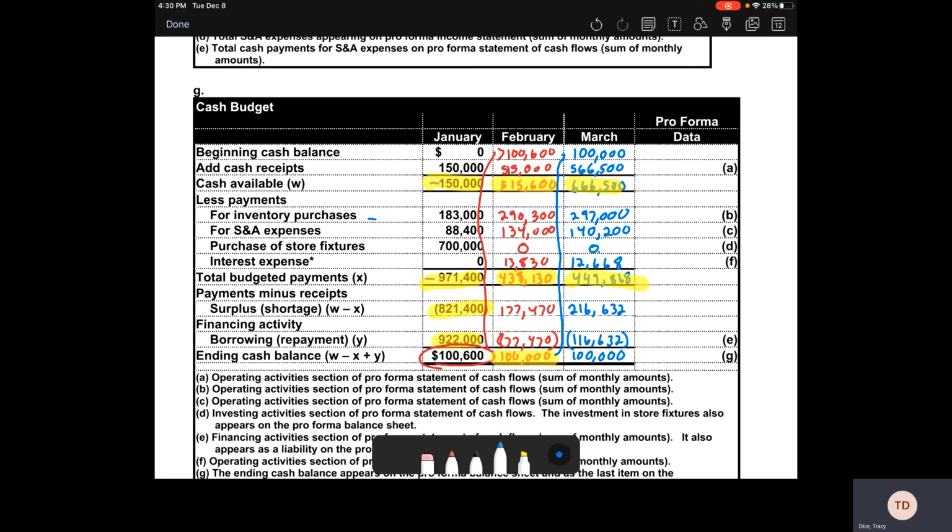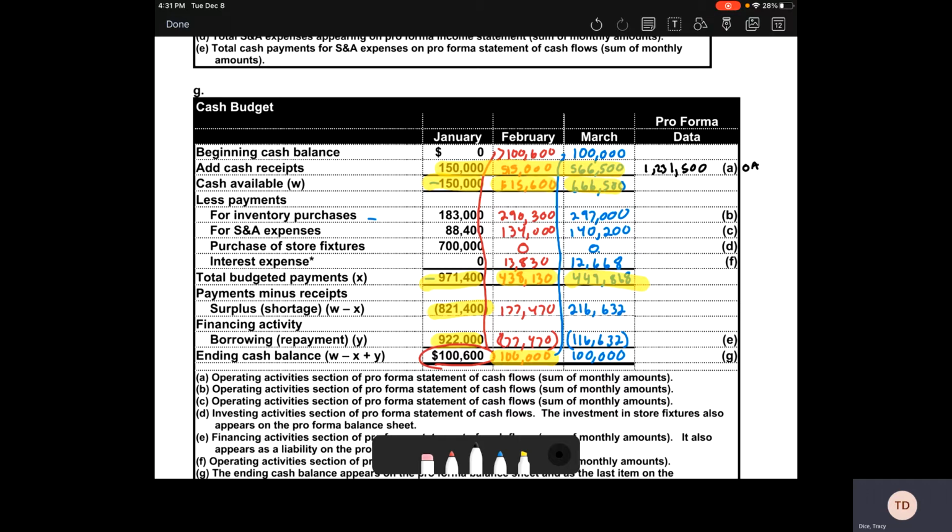All right, so now we need to figure out what of this cash budget's going to go on our pro forma statements. Well, we've got all of our operating activities. What do we pay out for operating activities? So the first thing we're going to do is add up all of our cash receipts. So that's the 150 plus the 515 plus the 566, which should give us 1,231,500. So that's our inflow for operating activities.